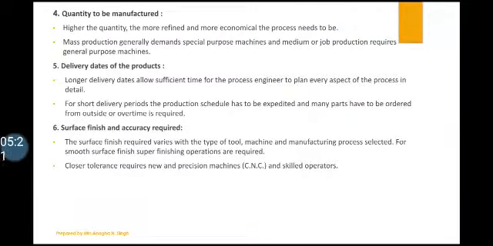Quantity to be manufactured. Higher the quantity, more refined and more economical the process needs to be. Mass production generally demands special purpose machines and medium or job production requires general purpose machines.